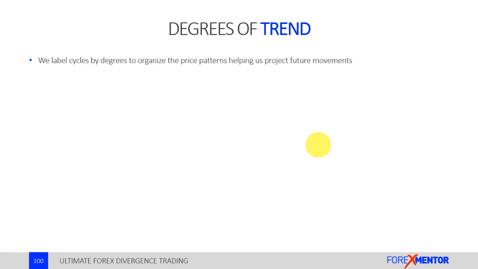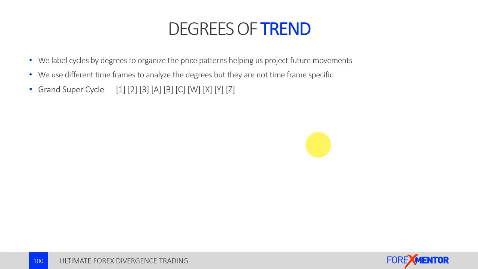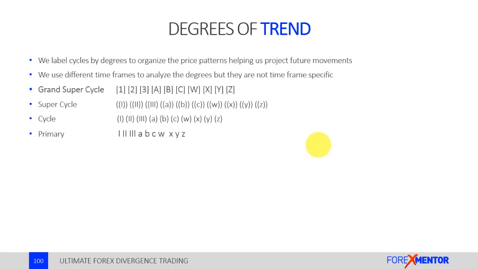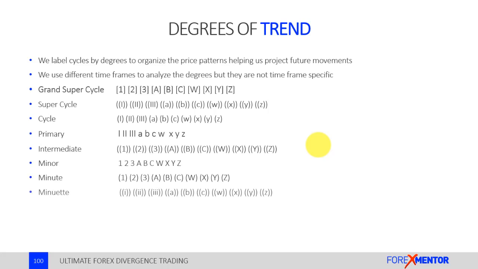Now, for the different degrees, we use different time frames to analyze the degrees or cycles, but they are not time frame specific. And we're basically going to use the same labeling structure as they do in Elliott wave: the grand supercycle, the cycle degree, the primary degree, intermediate, minor, minute, minuette, subminuette, and micro. And this is how we're going to do it in the follow-up service.